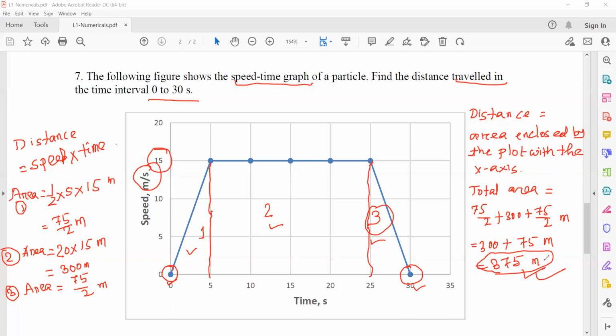Once again, the concept that you have to apply for this particular question is you need to calculate the area enclosed by the plot with the x-axis. Once you can calculate the area, that is the distance traveled by the particle from time t equal to 0 second to time t equal to 30 seconds. So 375 meter is the total distance. I suggest you pause the video for a while and understand this solution, because I am now going to clear all the drawings.